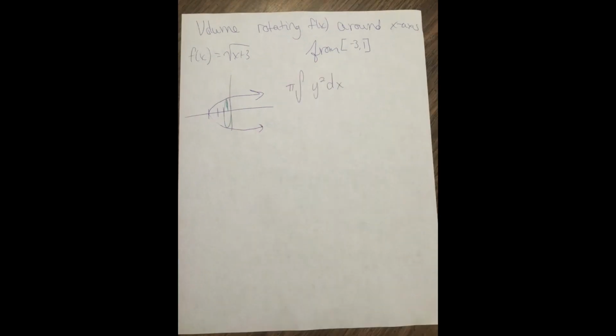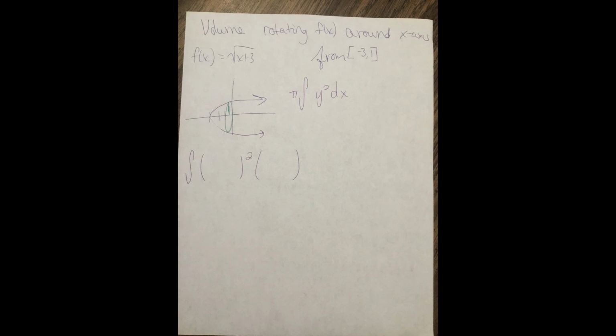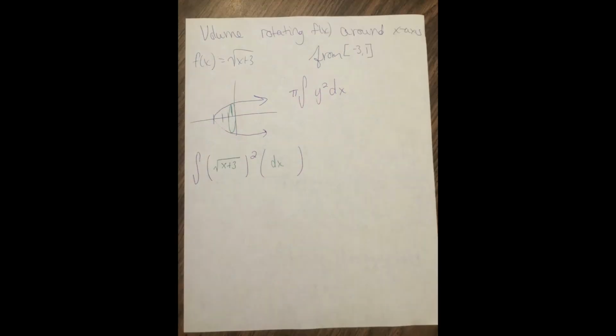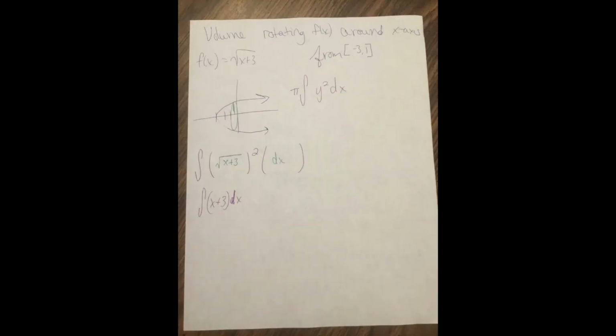Remember, it's pi times the radius squared times height, and the radius is y. So we plug that square root in there, and then the squared cancels it out, so it makes it so much easier.